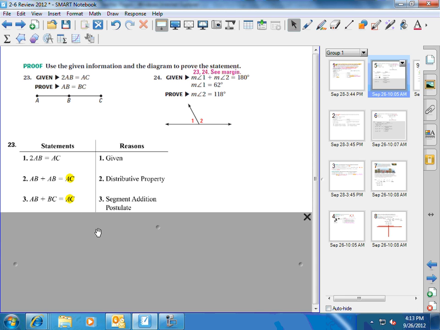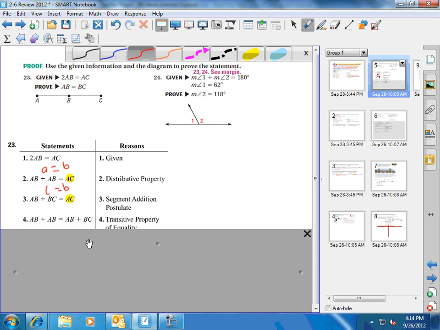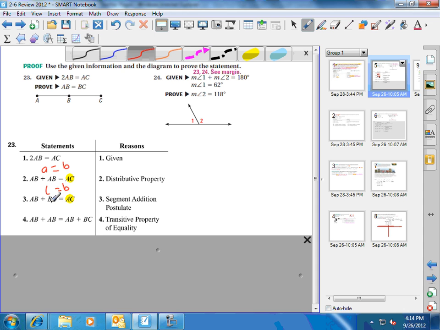Notice that in these two statements I have a common value. AC is in this one and this one. So that means if A is equal to B and C is equal to B, then A is equal to C. So if that's true, then AB plus AB is equal to AB plus BC. That's the transitive property. If A equals B and B equals C, then A equals C. So we're using the transitive property to combine these two statements into this statement.